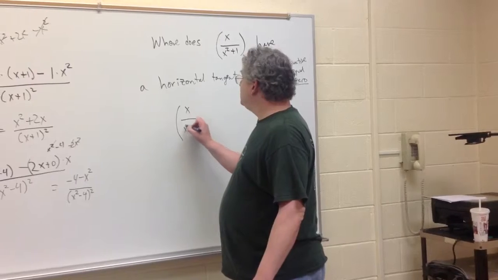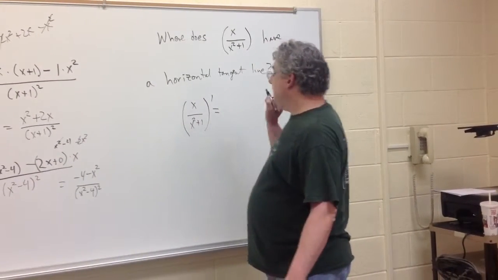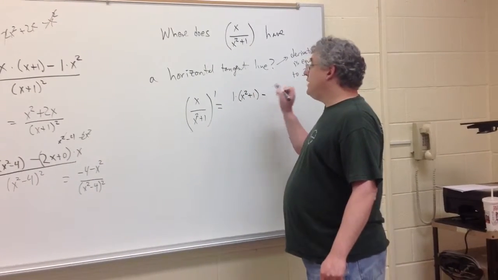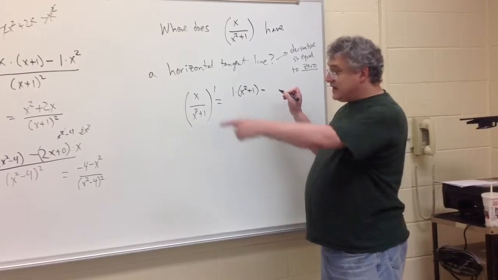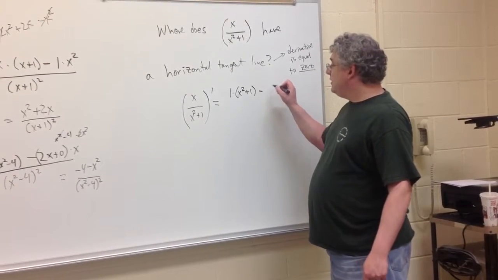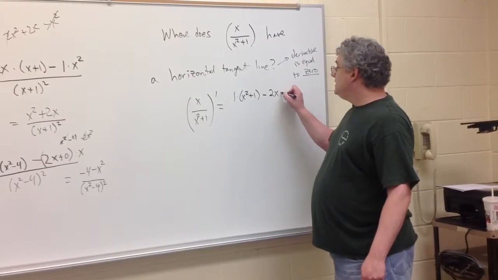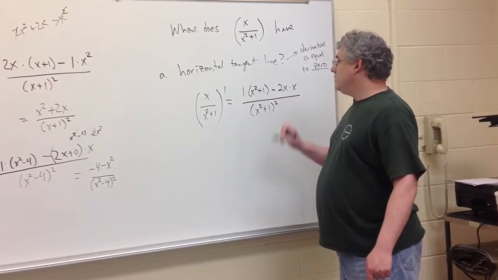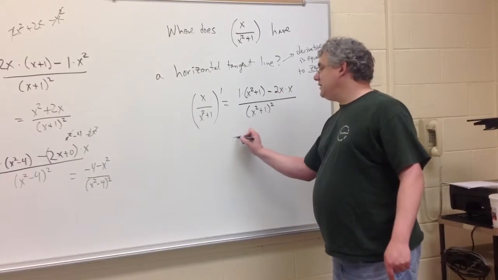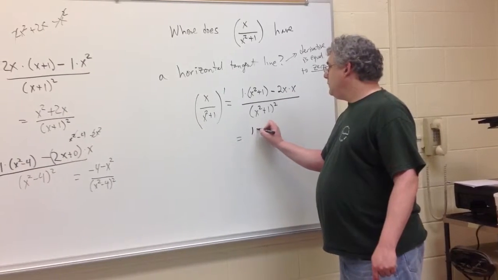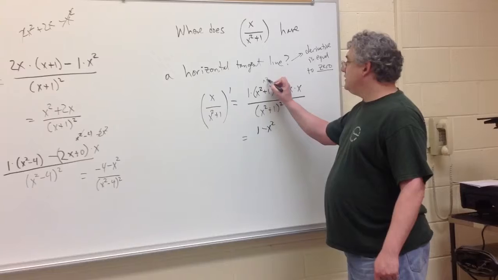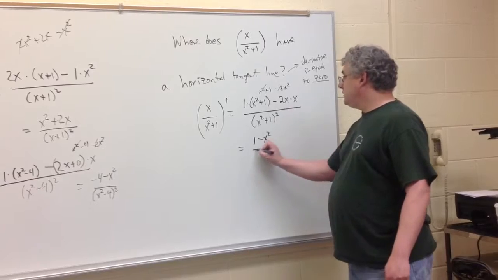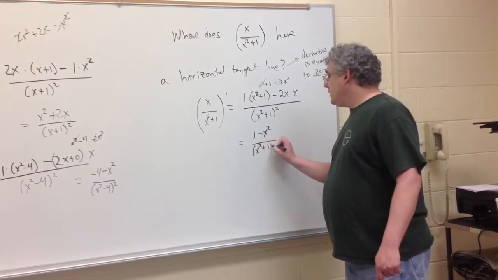X over x squared plus 1's derivative. F prime, so the derivative of x, times g, minus g prime, the derivative of the bottom. It's very similar to the previous one, but it's got a plus 1 instead of minus 4. What is it? The derivative is 2x times the top over the bottom squared. I need to simplify the top. I'm going to do it in my head here, but I get 1 minus x squared. Actually, I better not do it in my head. Yep, it's 1 minus x squared over x squared plus 1 quantity squared.